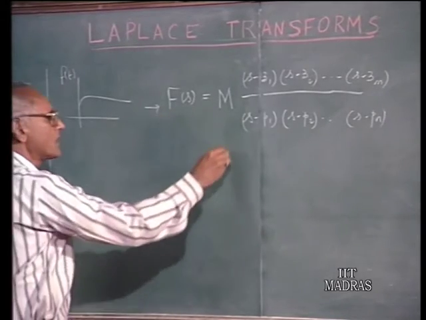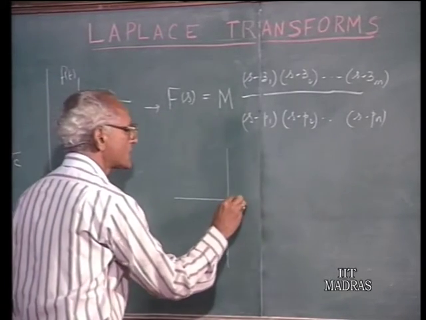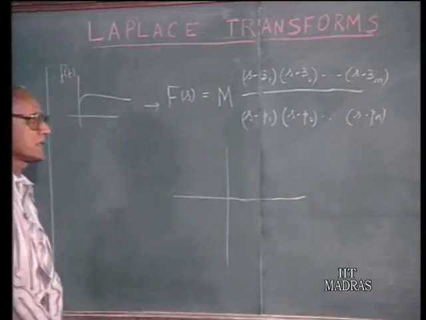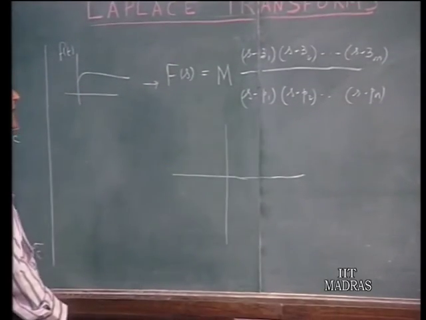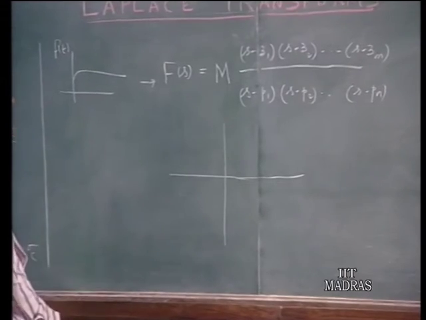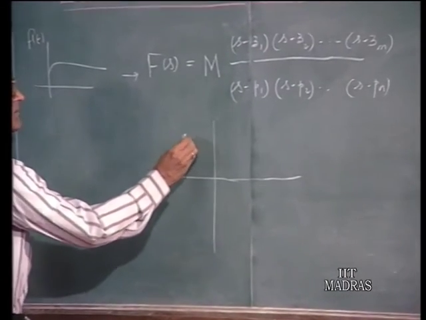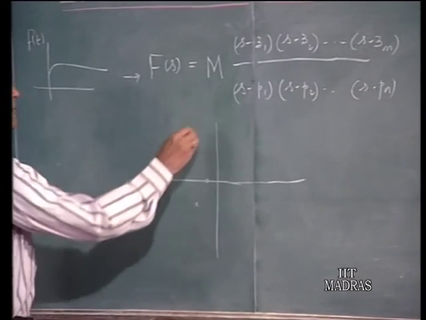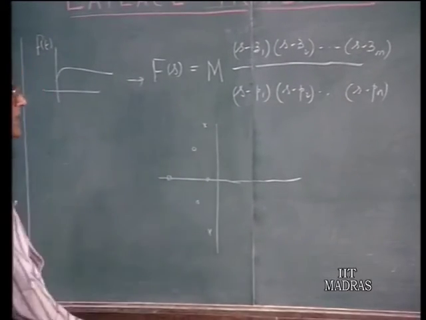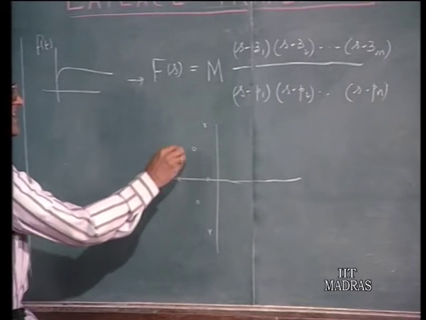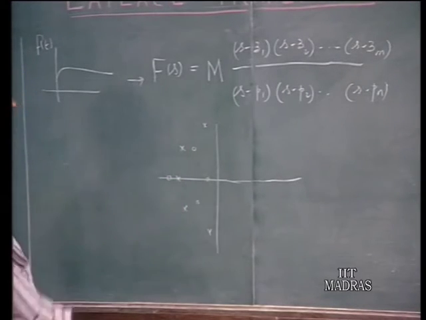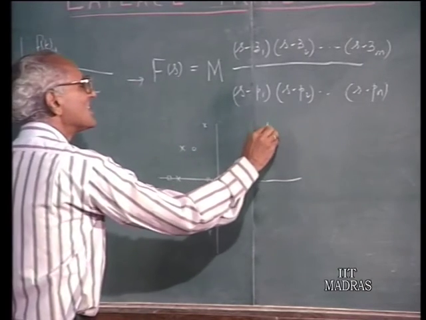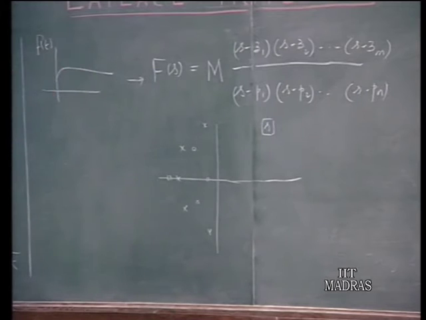So, this f of s can be represented in the complex plane by the location of the zeros of f of s and the poles of f of s. Zeros are normally marked by means of small circles, so these may be zero locations. Poles are marked by crosses, so there may be a pole here, a pair of poles here, etc. So, the pole and zero locations are marked in the s plane. The pole and zero locations of f of s completely define f of s except for the multiplying factor m.